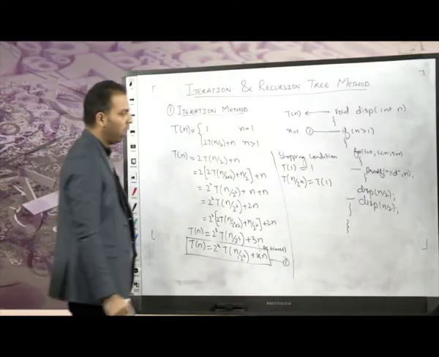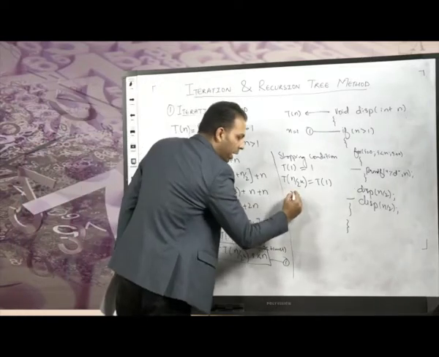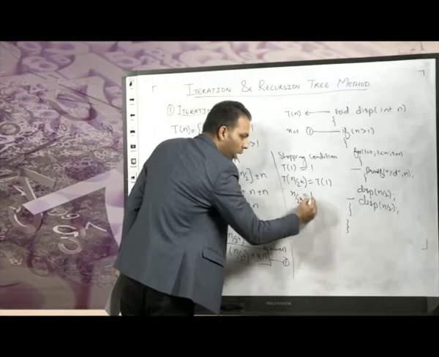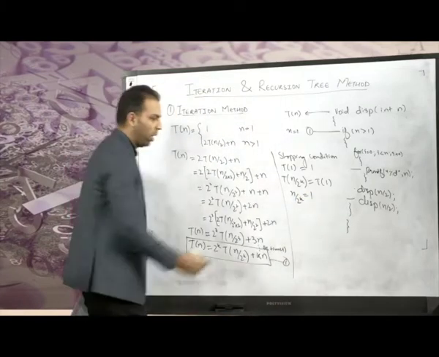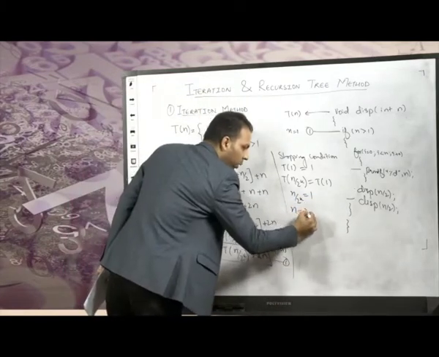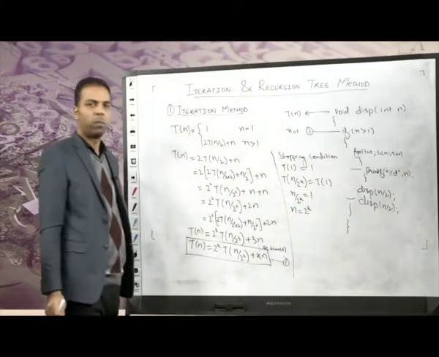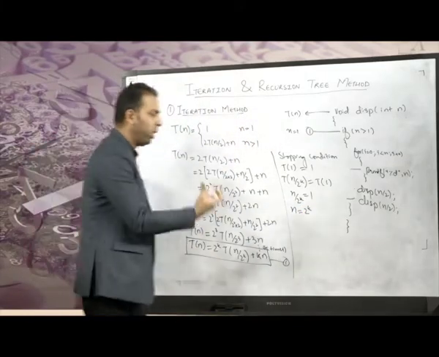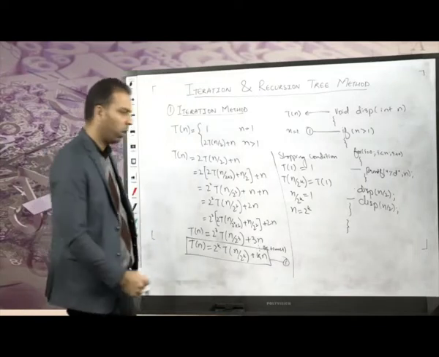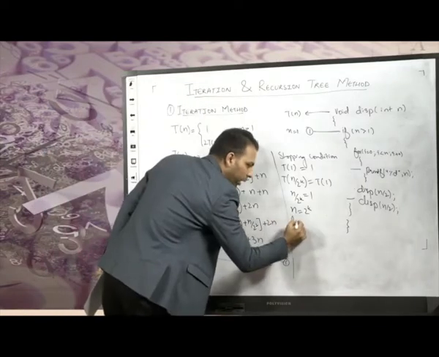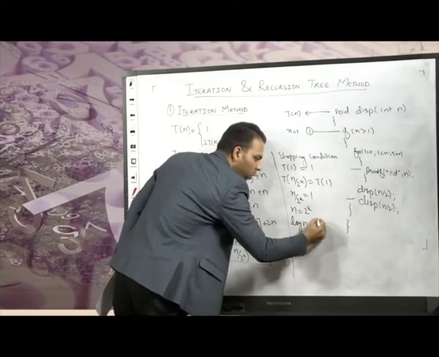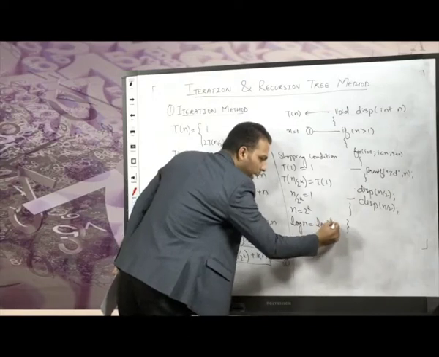Okay. So we can see that n/2 raised to the power k is equal to 1. Fine. Which further means that n equal to 2 raised to the power k. But we don't need n, we need k. What we'll do, we'll apply log. Once we apply log to both sides, we'll get log of n is equal to log of 2 raised to the power k.